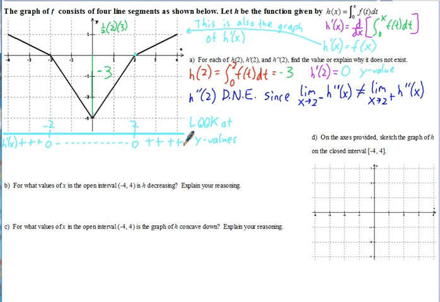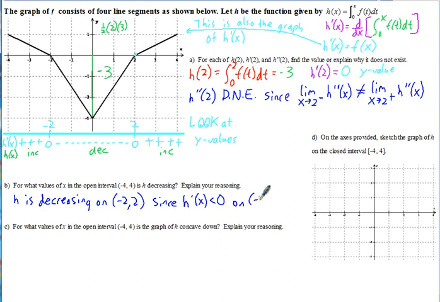So what this shows us about h is it's the slope of h, so h would be increasing here, decreasing. So now we can answer part B. You can see it's decreasing between -2 and 2. So h is decreasing on the interval -2 to 2. And to explain the reasoning, you can say since h prime of x, the first derivative, is negative, less than 0 on -2 to 2.